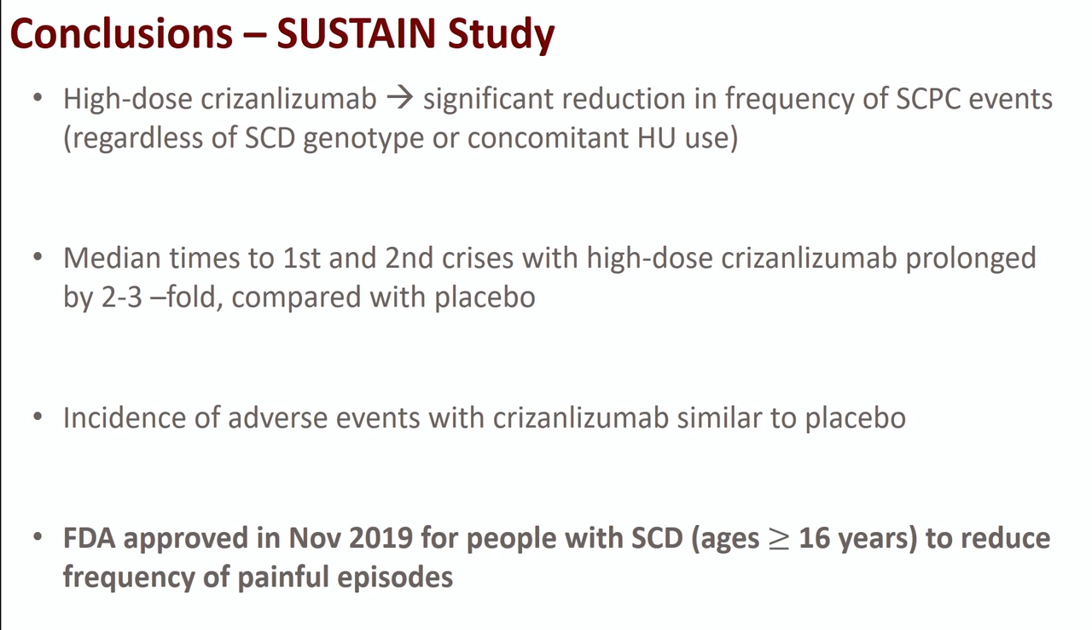So in summary, the high dose crizanlizumab, so the 5 mg/kg per month essentially, did significantly reduce the frequency of sickle cell pain crisis, regardless of your genotype, regardless of concomitant hydroxyurea use. It did prolong the time to the first and second crisis, and the incidence of adverse events was comparable. And so the approval for crizanlizumab was essentially the age group that was studied in this SUSTAIN trial. So anyone 16 or older with sickle cell disease, and specifically those who have frequent episodes of pain, regardless of hydroxyurea, regardless of their sickle genotype.